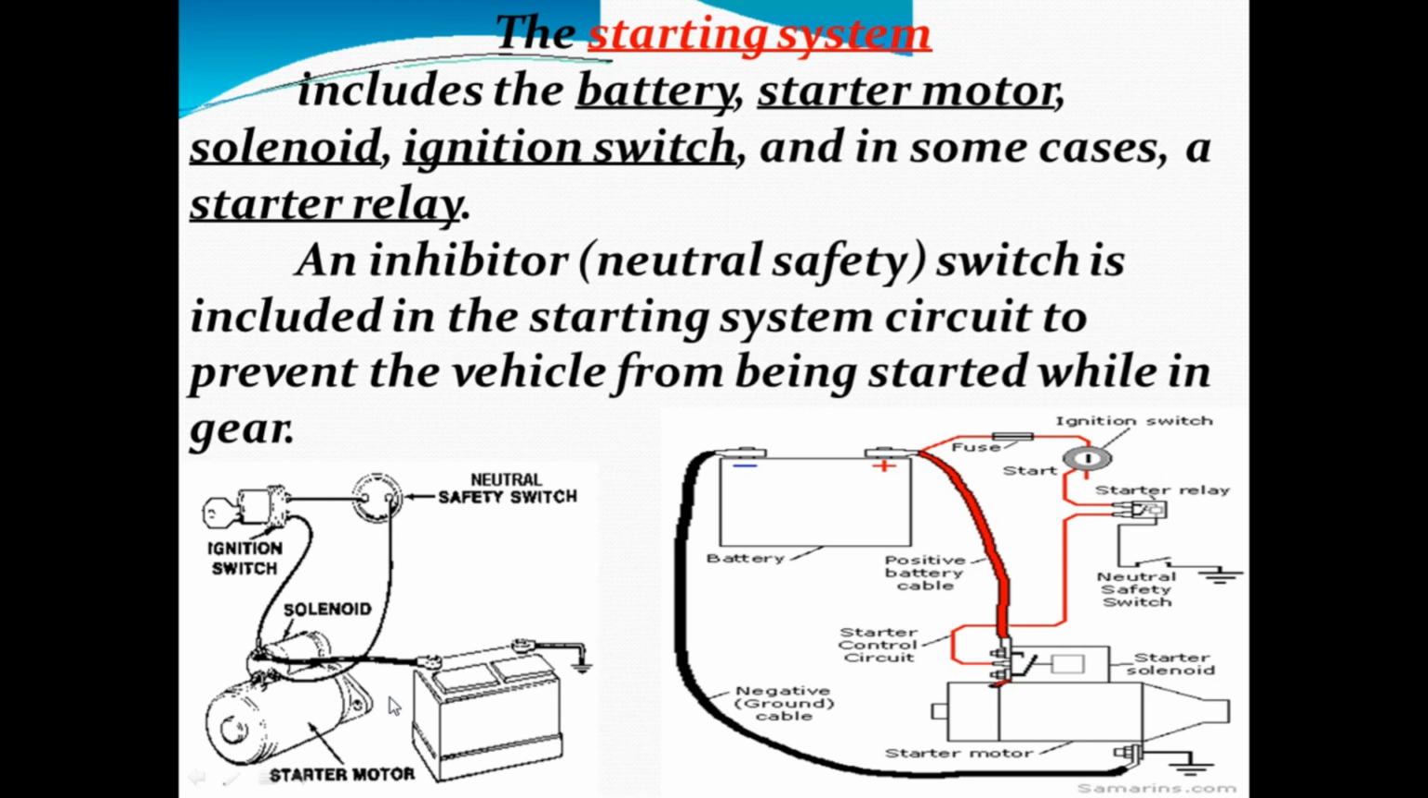The starting system includes battery, starter motor, solenoid valve or solenoid switch, ignition switch, and in some cases a starter relay. We can see the systematic diagram of the starting system. We have the battery, the starter motor and solenoid starter, neutral safety switch, starter relay, ignition switch. These are the components in the starting system.